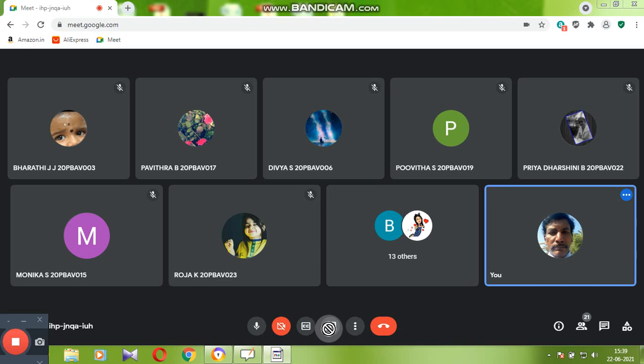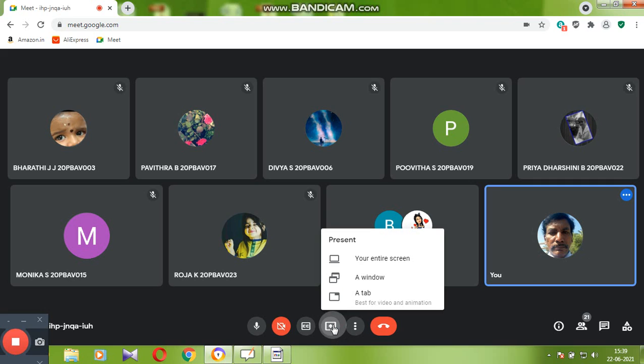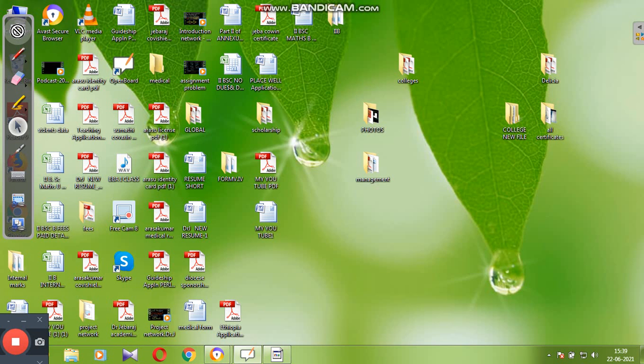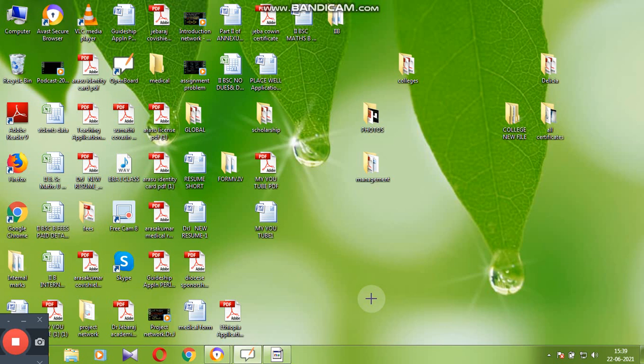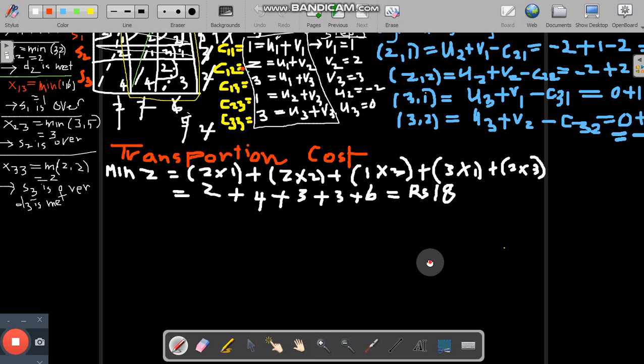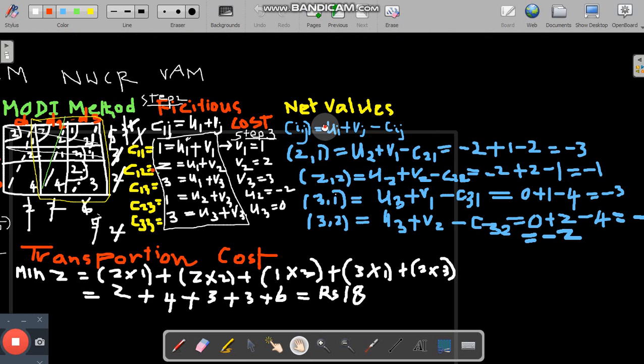So, let me open my screen, and I want to share my screen now, and that screen consists of the continuation of the last problem. So we have to continue with the last problem, and this is my screen. I already finished this particular problem.